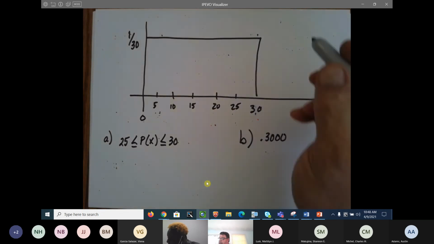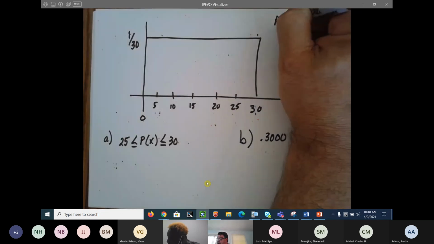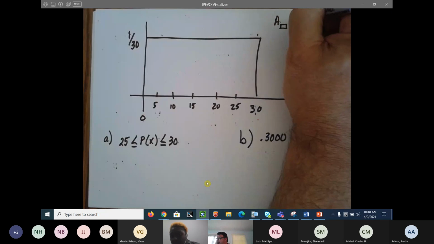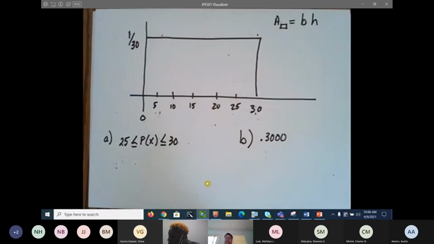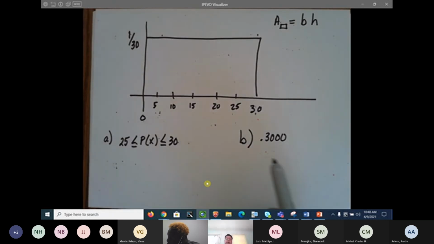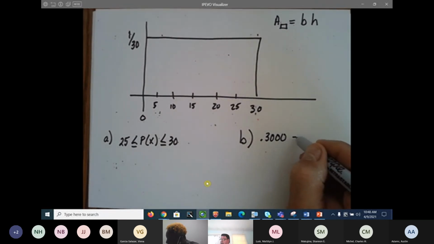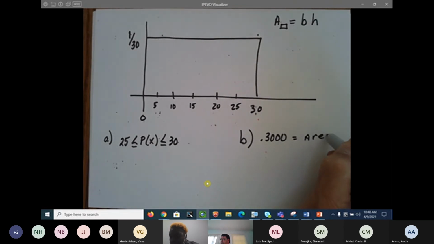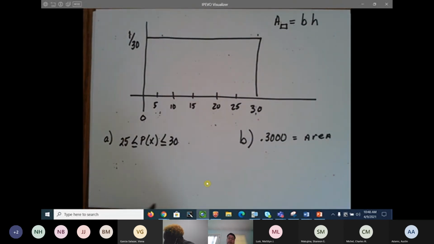And remember, area of a quadrilateral is equal to base times what? Height. Now, you don't need that for part A, but you might need that for part B, because 0.3000 is equal to what? Area. So you're going to have to plug that into the formula.